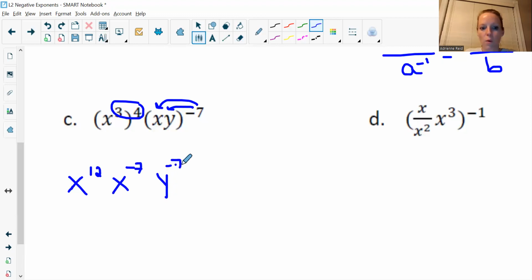I'm not even going to worry about the y right now. Let's think about these x's. Again, there's no brackets or anything, so this means multiplication. So multiplication is add. 12 plus -7 is 5.